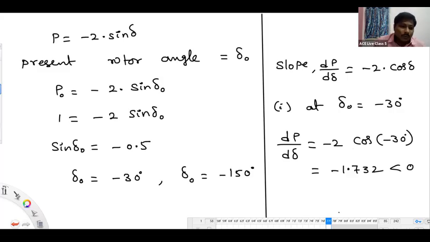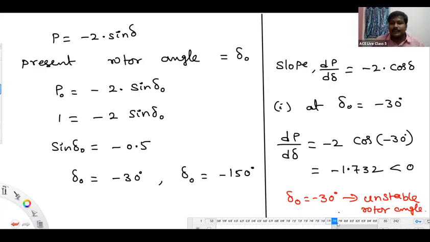Less than 0. What does it mean at that minus 30 degrees? Is the system stable or unstable? Tell me please. At minus 30 degrees, the system will be unstable. Why? Because we are getting this slope as negative. So delta naught equals minus 30 degrees is an unstable rotor angle.